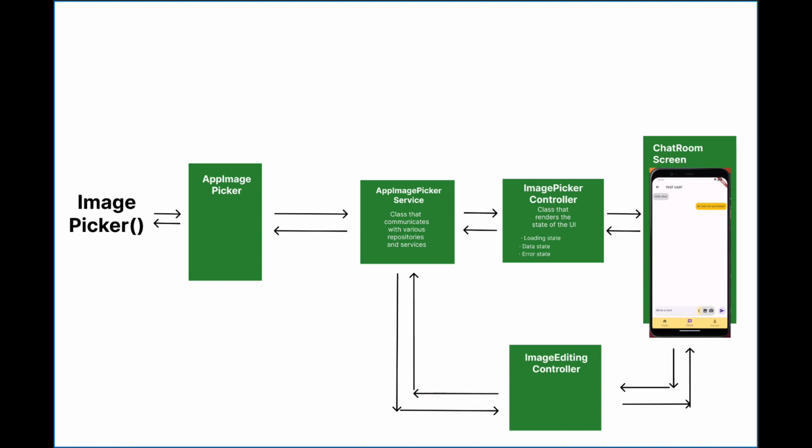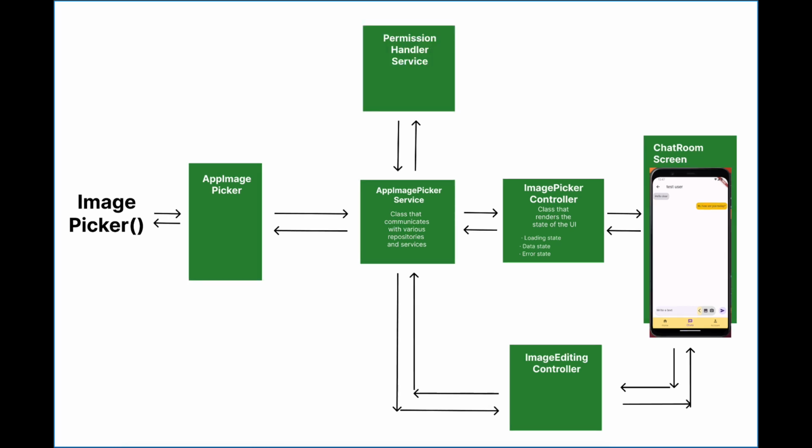Now for the controllers, we'll have this ImageEditingController class. This class functions similar to the TextEditingController, which acts as a storage box for the picked images. It keeps track of all the picked images and ensures they are ready for display or further processing. And this ImagePickerController class is responsible for managing the asynchronous state of the UI, and it updates the UI based on the current state of the operation.